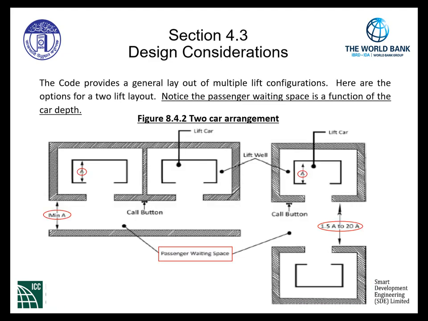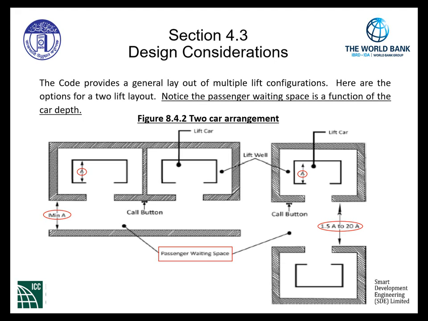The code provides a general layout of multiple lift configurations. Here are the options for a 2-lift layout. Notice the passenger waiting space is a function of the car depth. In Figure 8.4.2, the 2-car arrangement, we have 2 different arrangements. The first arrangement, on the left-hand side, gives us 2 lifts that are side by side. In front of the lifts is the passenger waiting space.